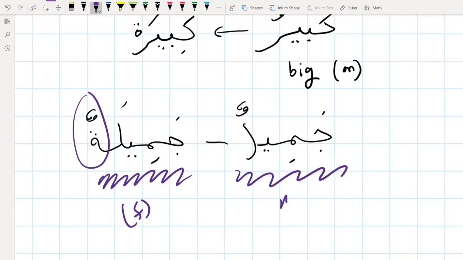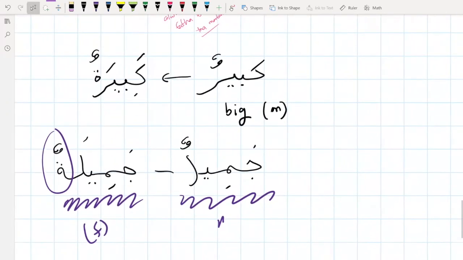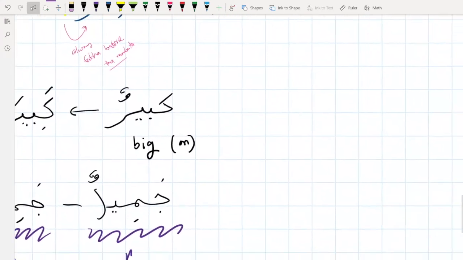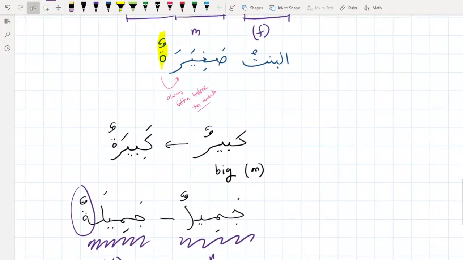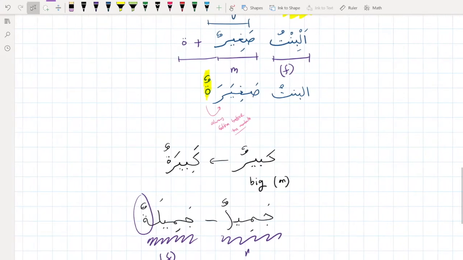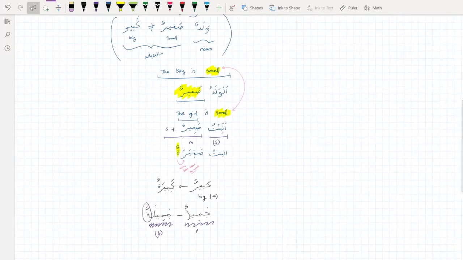And then it looks quite simple to change from a masculine word to a feminine word, right? So that's pretty cool. So the question might be in your head: can you do this with your noun? Because this kabir, jamil, the big, beautiful, small, these are all what? Adjective words. So does it work with nouns? The answer is not that simple. It's a yes and no kind of situation.